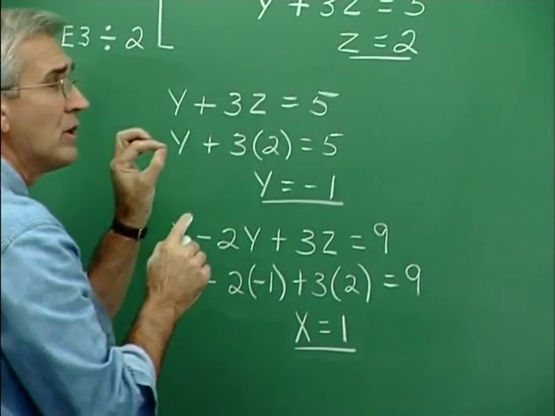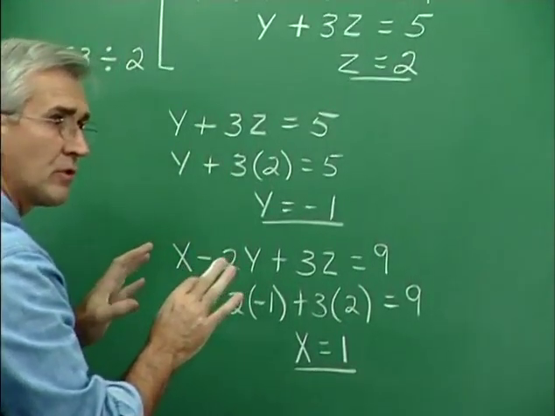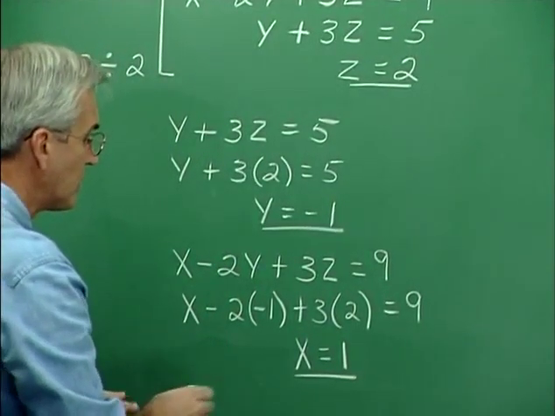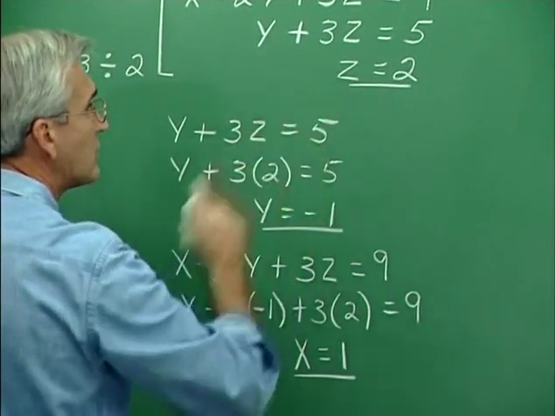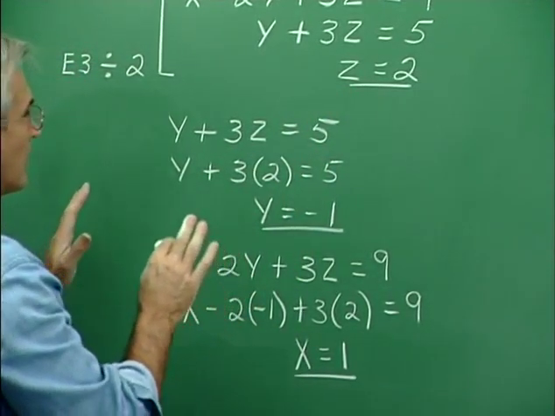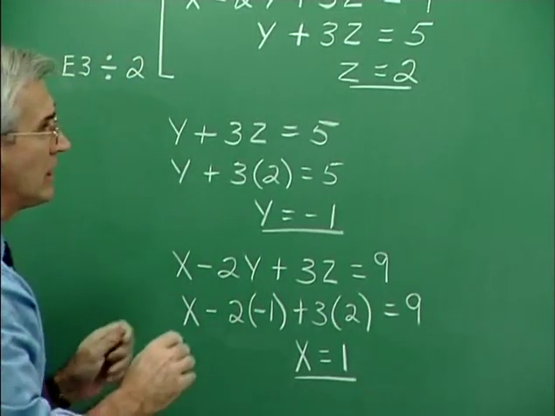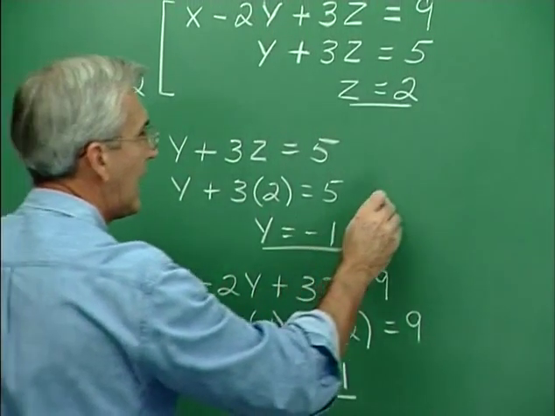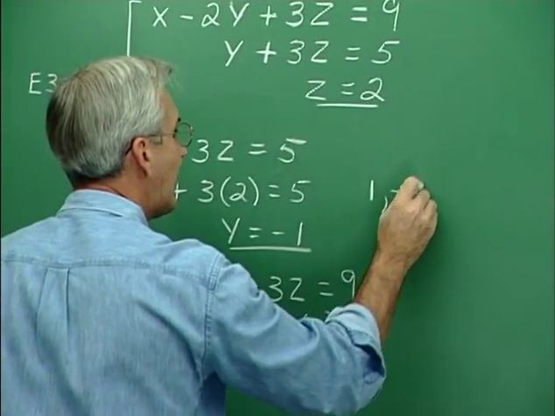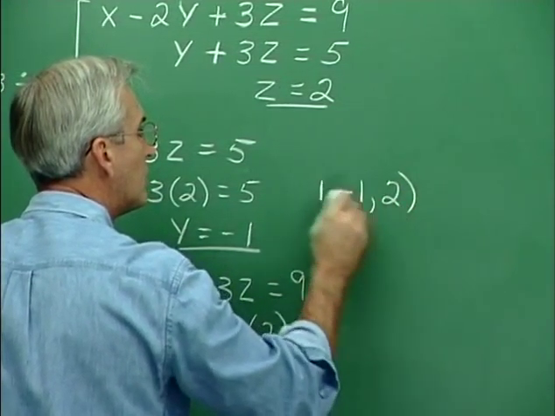Now we have a group of numbers that solves the system of equations. X is 1, y is negative 1, and z is 2. Now often the solutions in a system of equations like this is listed as an ordered triplet. X is 1, y is negative 1, z is 2.